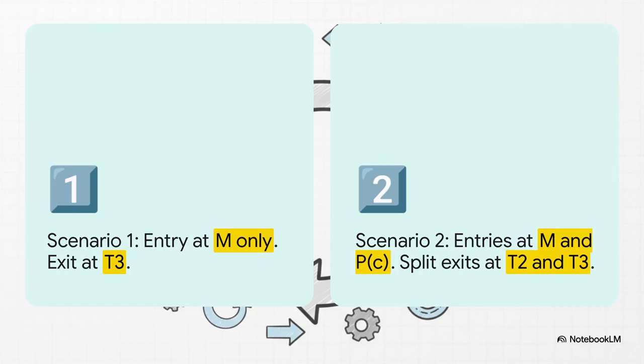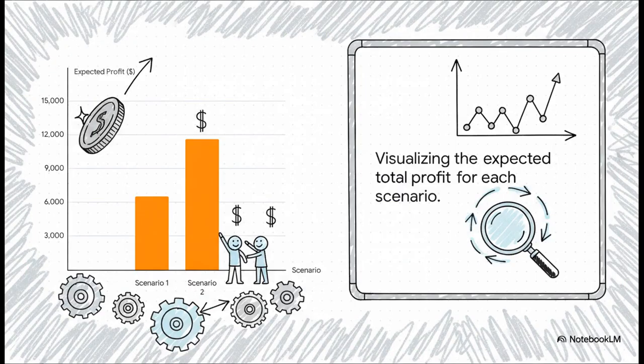Okay, so let's project this out using two different scenarios. Scenario 1 is straightforward. You enter at M and you exit the whole thing at T3. Simple. Now, Scenario 2 is a little more complex. Here, you enter at both M and PC. Then you exit the PC part at T2 and the M part at T3. And here you can see the difference that makes in terms of expected profit.